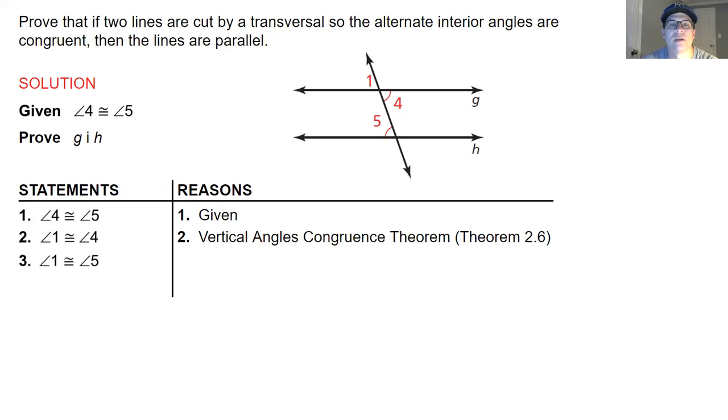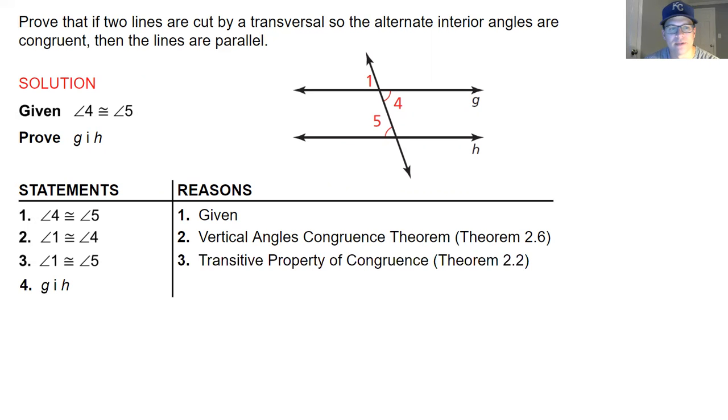And then 1 is going to be congruent to 5 based on the transitive property of congruence, because if 4 is congruent to 5, and 1 is congruent to 4, connect the two dots, 1 is also congruent to 5. Based on that, you can say that G is parallel to H based on the corresponding angles converse.